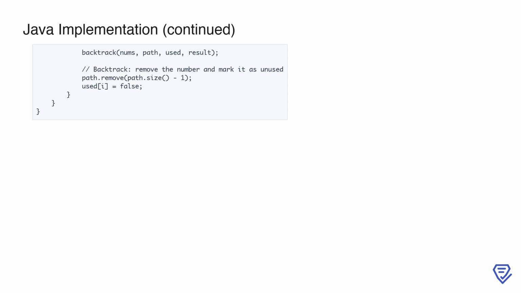Once the recursive call completes, we reach the backtracking step. Here, we remove the last number added to the path and mark it as unused in the Boolean array. This step is crucial because it allows us to explore other potential permutations by resetting the state for the next iteration of the loop. The backtracking process ensures that all possible combinations of numbers are explored without repetition. Eventually, after the loop has iterated through all numbers and the recursive calls have fully resolved, the result list will contain all valid permutations of the input array. This implementation efficiently uses recursion and backtracking to systematically generate and collect every possible permutation.